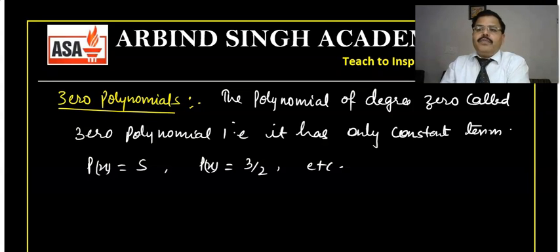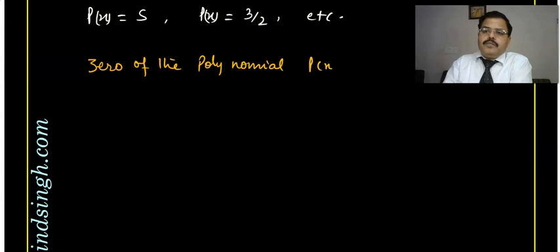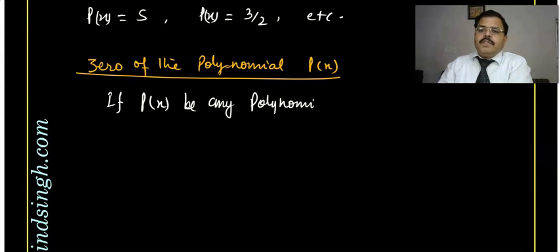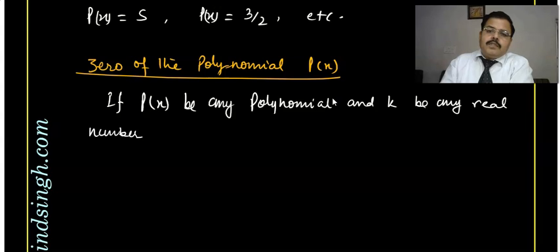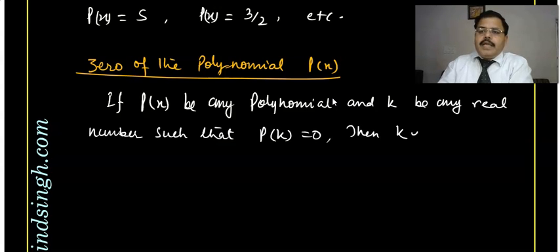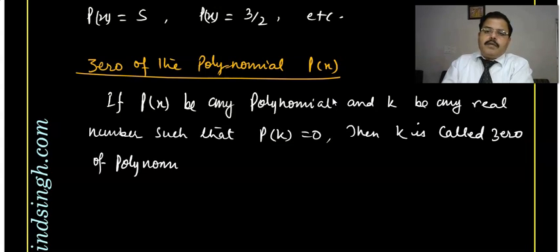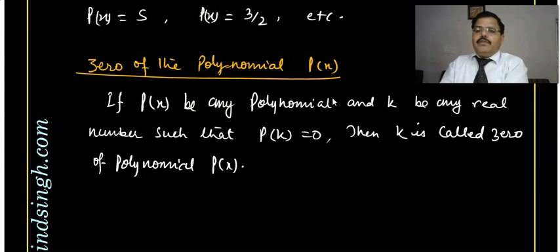Zero polynomial and zero of a polynomial are two different things. What is the zero of a polynomial? Let us write here: zero of the polynomial p(x). If p(x) is any polynomial and k is any real number such that p(k) is equal to 0, then k is called a zero of the polynomial p(x).